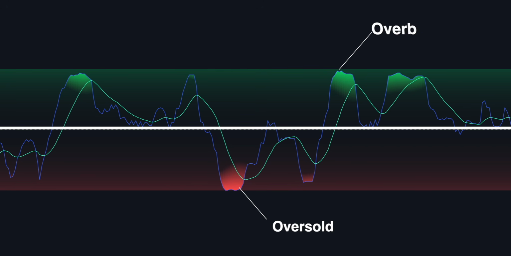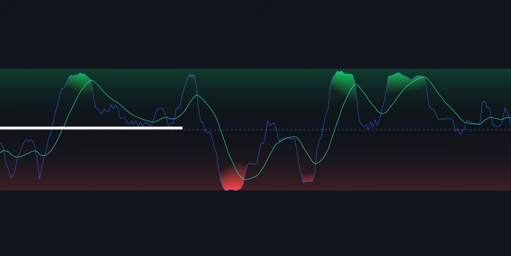The indicator gives a valid buy signal when two conditions are present. First, the momentum index reaches the oversold zone. Second, the blue line crosses over the green line. The opposite is true for valid sell signals. Any crosses that appear in the neutral zone cannot be considered as potential trade signals.